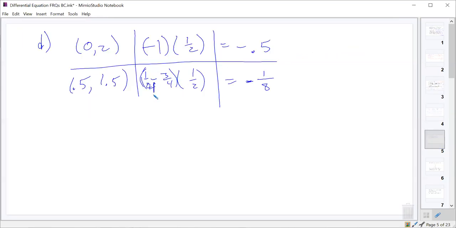Nah, that should be a 4th. That's a half squared, huh? 4th minus 3/4. That should be -1/4. I should do arithmetic right. Is that better now?